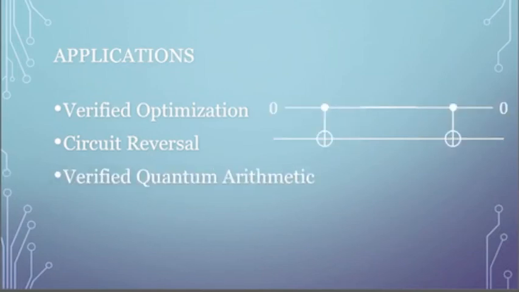And finally, verified quantum arithmetic. That's important to do, for instance, modular exponentiation for Shor's algorithm. We want to be able to verify that all of our arithmetic circuits are computing what you actually need them to. And for that, it's important to have ancilla that you can trust.